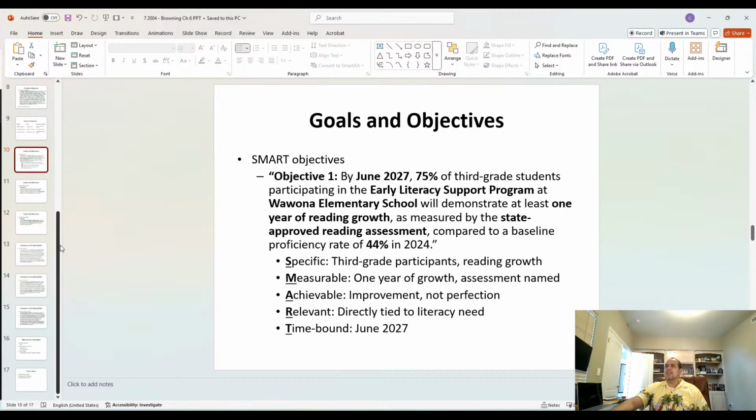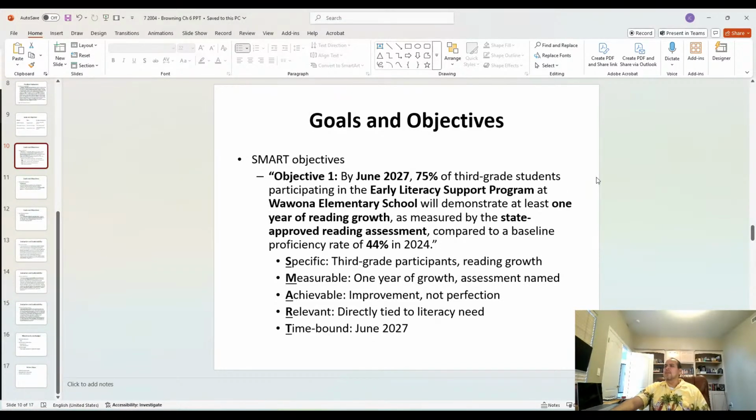Okay, here's an example of a SMART objective. And you generally want to put, I don't know, at least 3 or 4 at the very minimum, right? Objective 1, by June 2027, 75% of third grade students participating in the early literacy support program at Wawona Elementary School will demonstrate at least 1 year of reading growth as measured by the state-approved reading assessment, compared to a baseline proficiency rate of 44% in 2024.